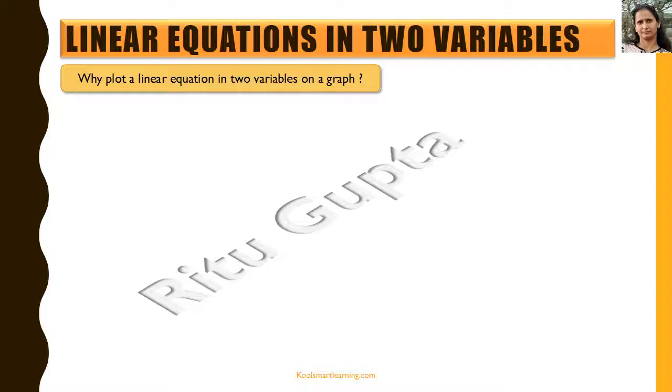So friends, now that we've seen what a linear equation in two variables looks like when plotted on a coordinate plane, the question that comes to our mind is, why do we plot it on a graph? What is the need to do that?